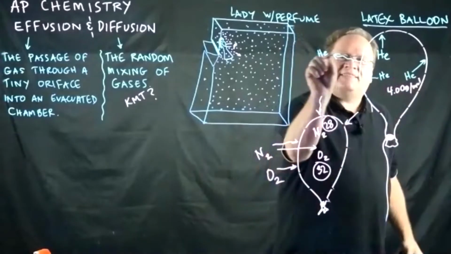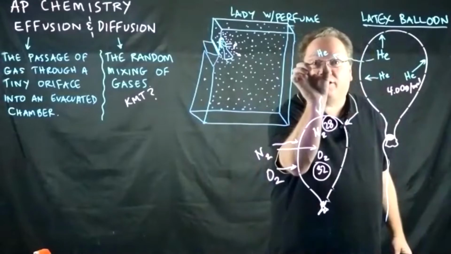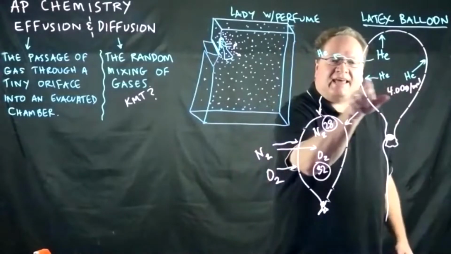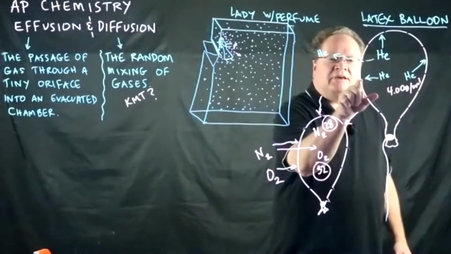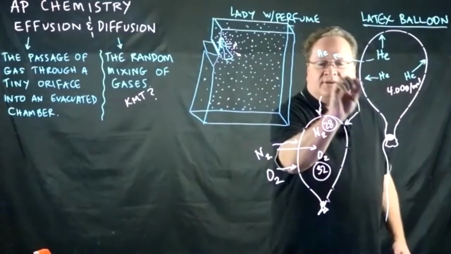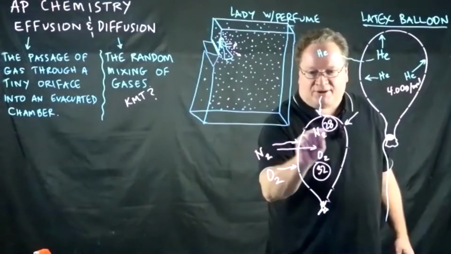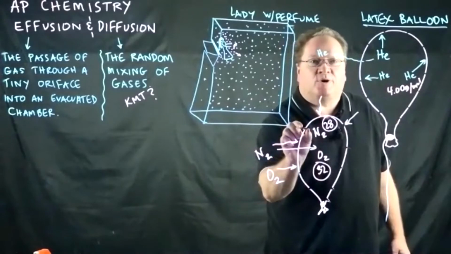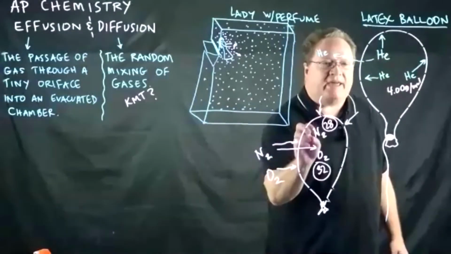Number two, these guys are physically much smaller than these guys are, which means when they hit the inside of the balloon, they're more likely to go through one of these tiny openings here than these guys are. These are big molecules, and they have a hard time getting through that small opening. Okay, they've got to hit it just right.